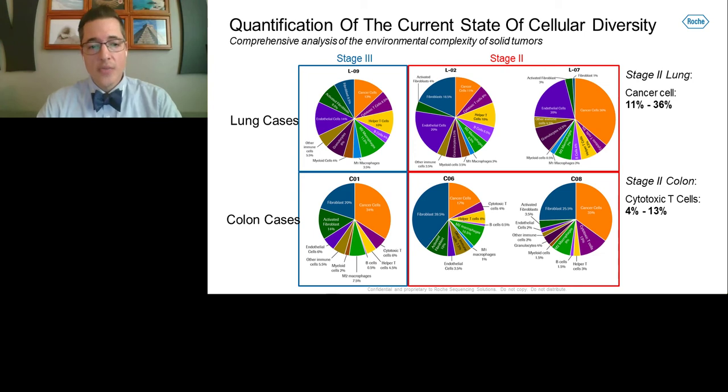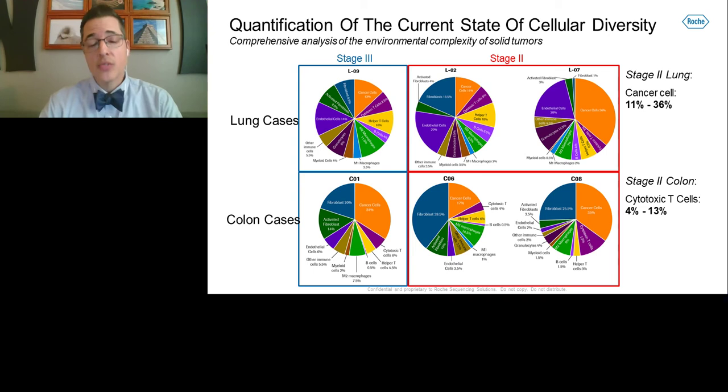Here are 3 lung and 3 colon cases that I do specifically want to call out, specifically these stage 2 tumors that you'll see both in the lung at the top and the colon at the bottom. These are 2 tumors, same stage, but they are dramatically different in their cellular composition. For instance, LO2, just the designation that we've given, only has 11% cancer cells, whereas LO7 has 36. The percent of cytotoxic T cells is also different. And so you can see that even tumors in the same stage look very, very different from each other.